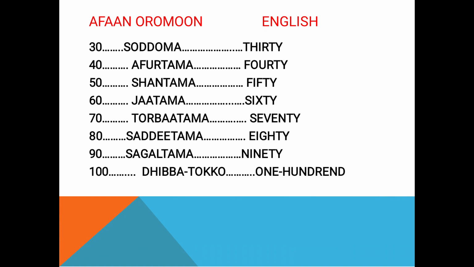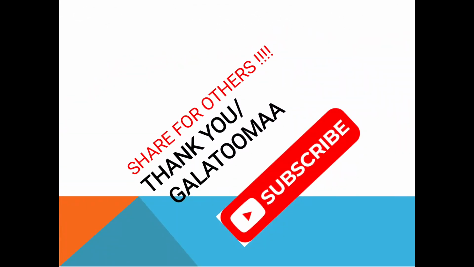If it is more than 100, if it is 105, dhibba tokkoo fi shan. What is 5? Shan. So dhibba tokkoo fi shan. What about 120? Dhibba tokkoo fi digdama. What about 130? Dhibba tokkoo fi soddoma. So like that, you can continue. 100 means dhibba tokko. 200 means dhibba lama. Okay, here is all that I have for you.